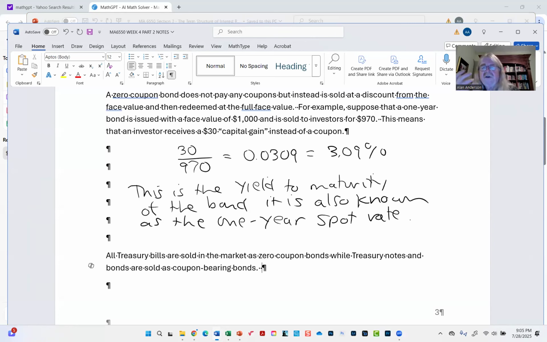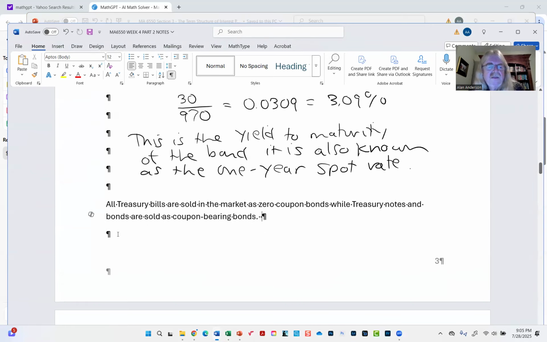It's normal for very short-term securities to be sold as zero coupons. What would be the point of having coupons when you've got a 3-month treasury bill, for example? Okay, so that's how this happens. All right.